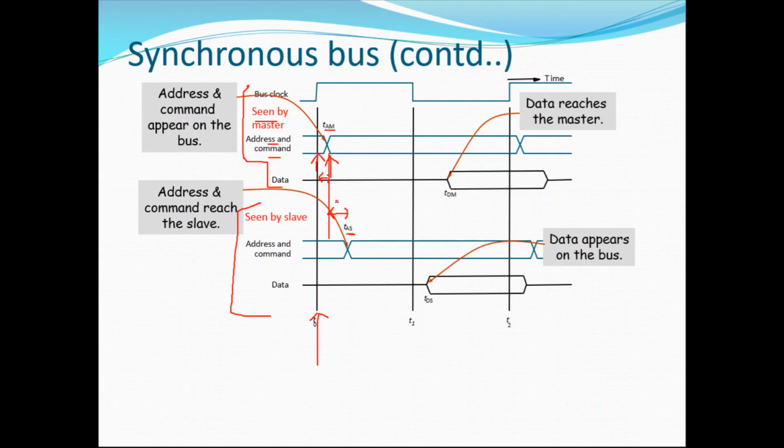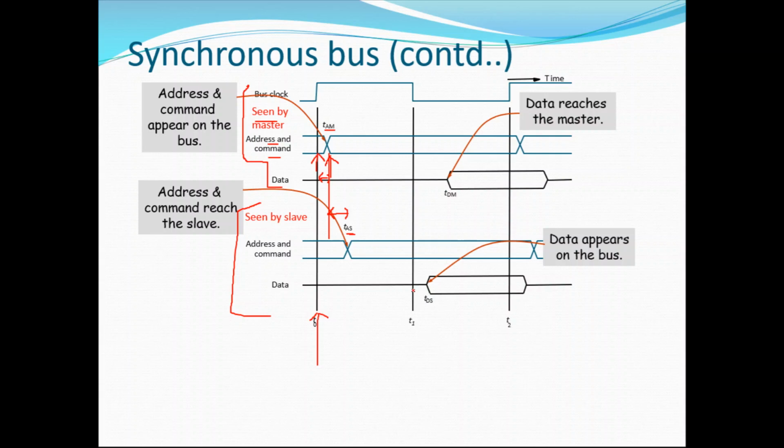Master is one device, slave is another device. Between them there is a propagation delay. Now at this time, all the slaves or all the devices were able to see the address and the command. Then they will decode the address and try to understand whom this address is meant for. Let us assume it is a read operation, so it is meant for one of the IO devices. That IO device is the slave, and it recognizes that it is the one who has to send the data because it is a read operation.